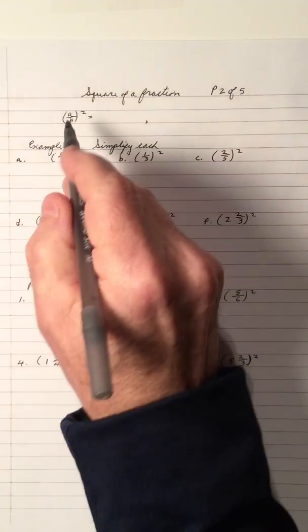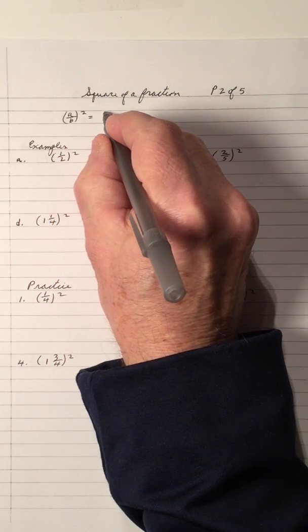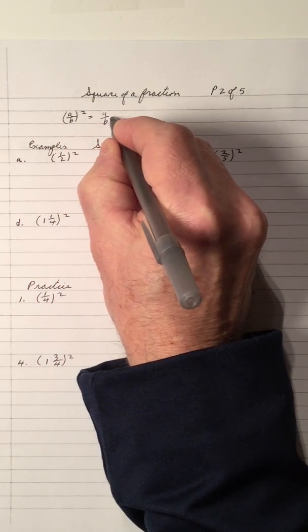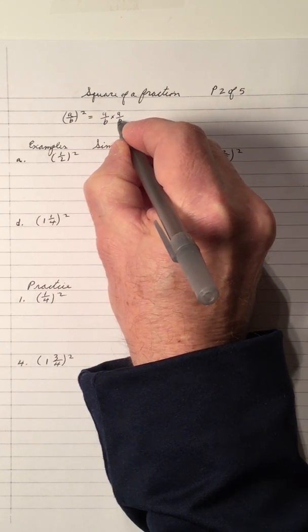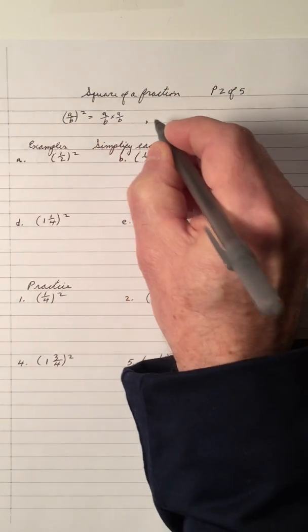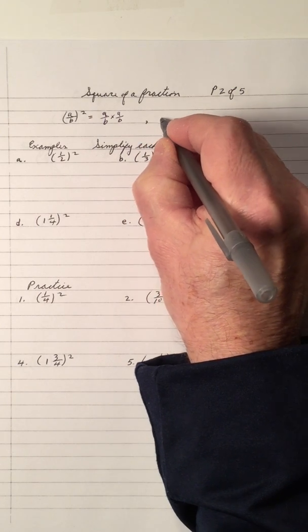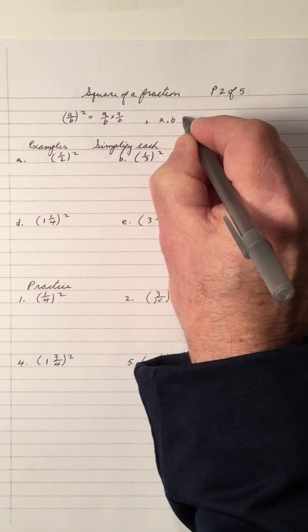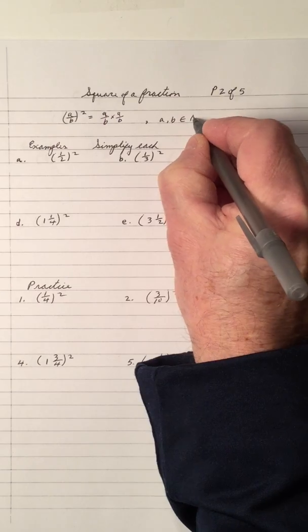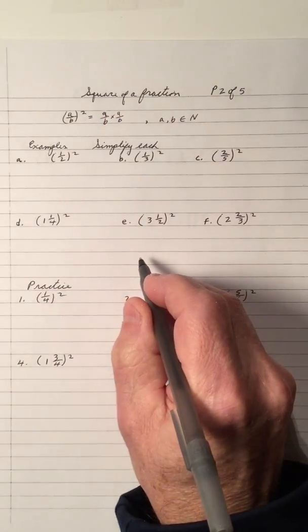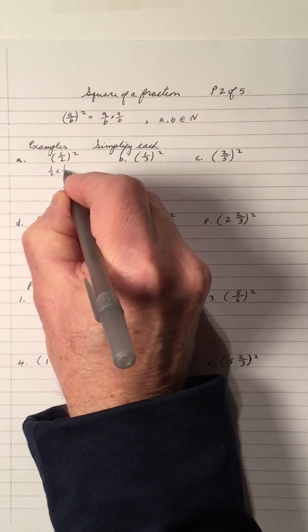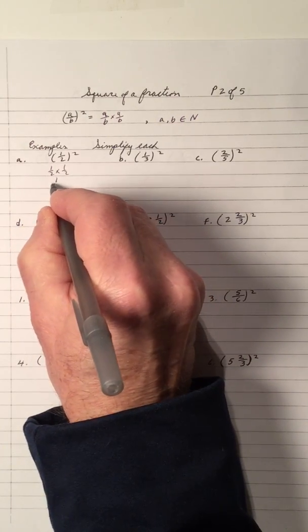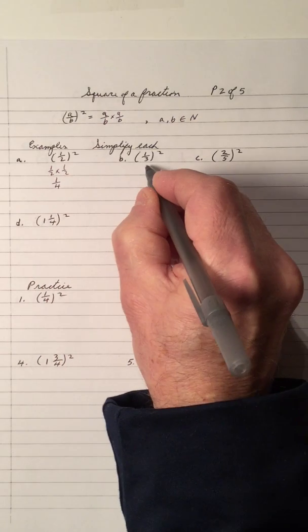A square fraction, a over b squared, is a over b times a over b, and a and b belong to the natural numbers. 1/2 squared is 1/2 times 1/2. 1 times 1 is 1, 2 times 2 is 4.